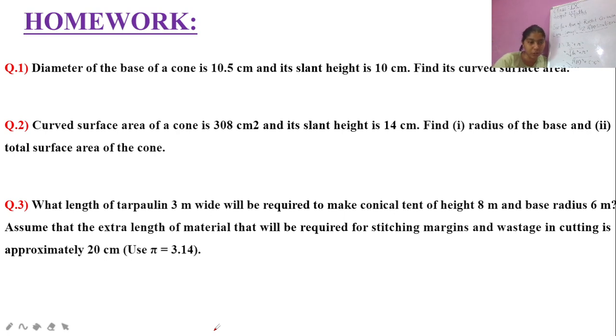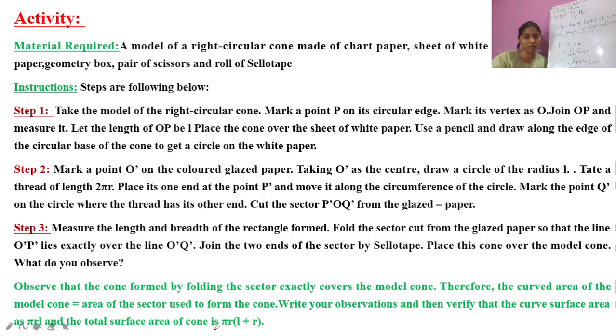So these are the 3 questions you have to do at your home. Read the statement carefully and then do it. Okay. And this is the last activity. The materials required are written in front of you, and the 3 steps are there, and you have to write down your observations when you get them, and verify the total surface area as well as the curved surface area for this particular cone.